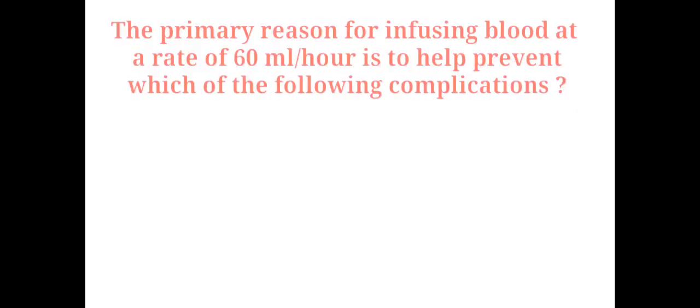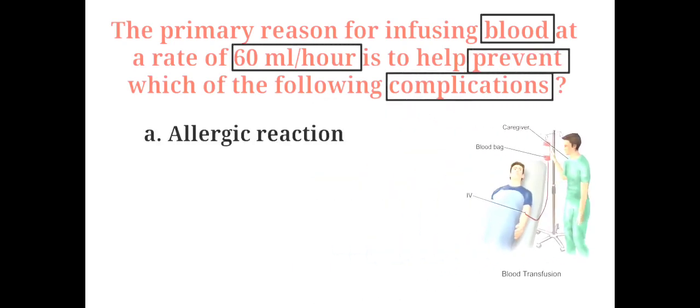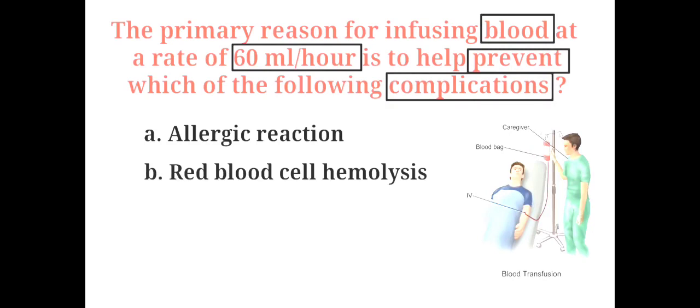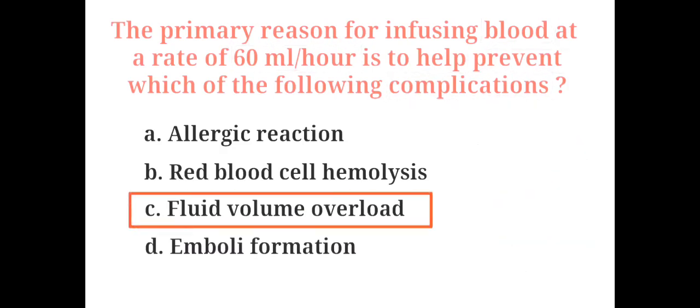The primary reason for infusing blood at a rate of 60 ml per hour is to help prevent which of the following complications? A. Allergic reaction. B. Red blood cell hemolysis. C. Fluid volume overload. D. Emboli formation. And the correct answer is C. Fluid volume overload.